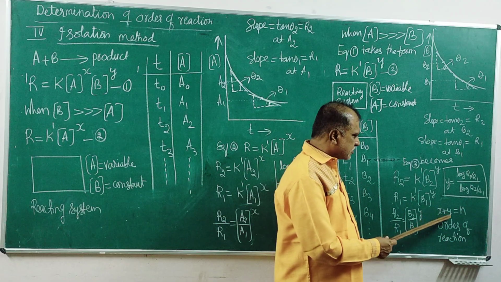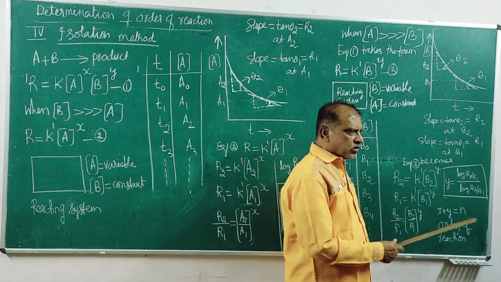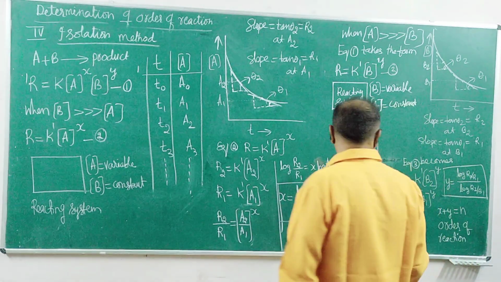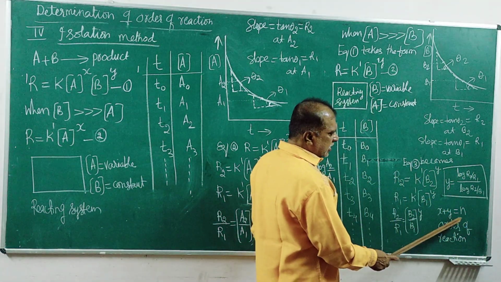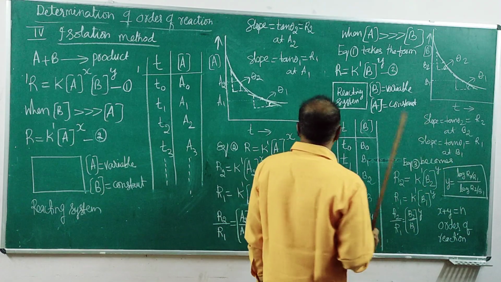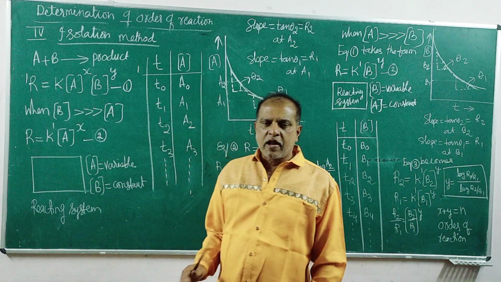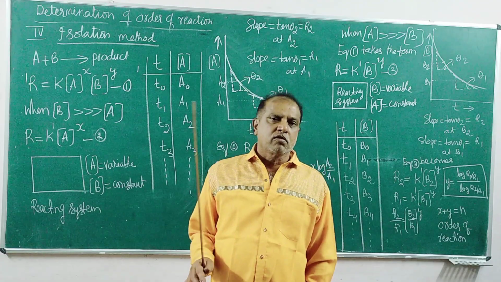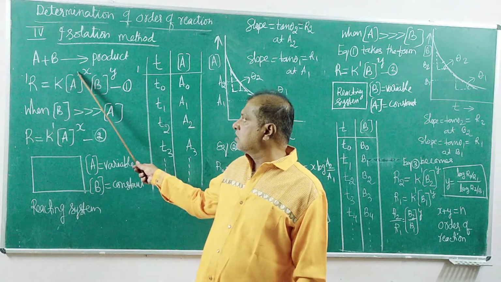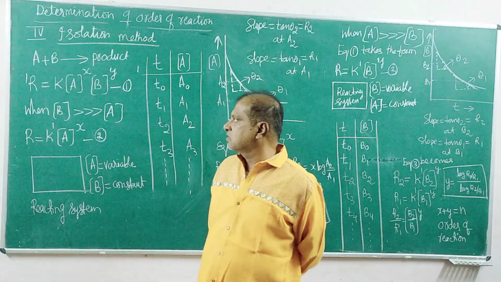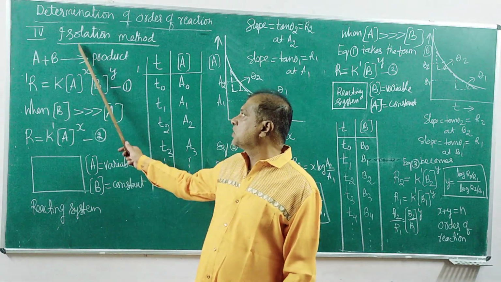If we take X plus Y and sum these two, the value we evaluated from the first one plus this value gives N, the order of the overall reaction. This is how you can evaluate the value of N for any complex reaction or any reacting system with more than one reactant. This is the most important one, the isolation method.